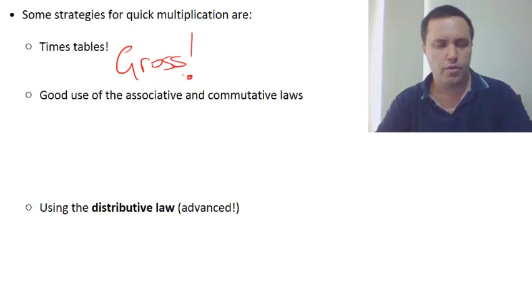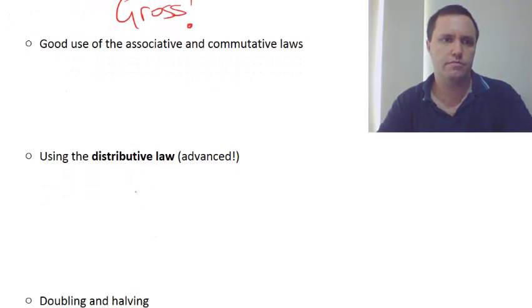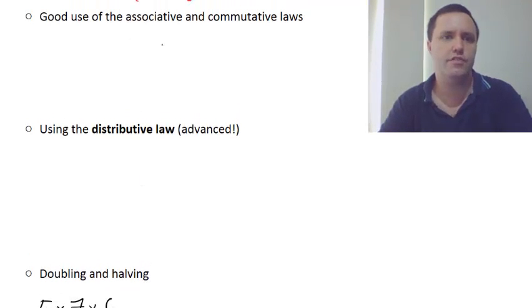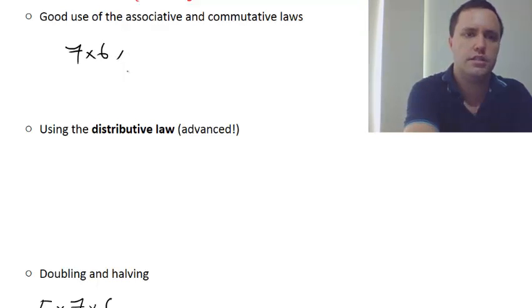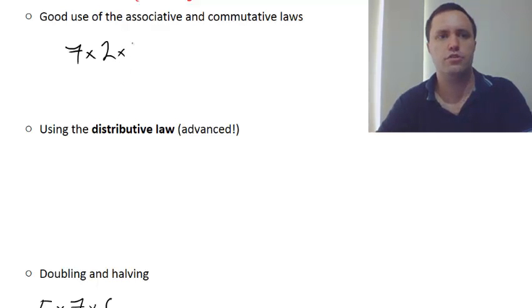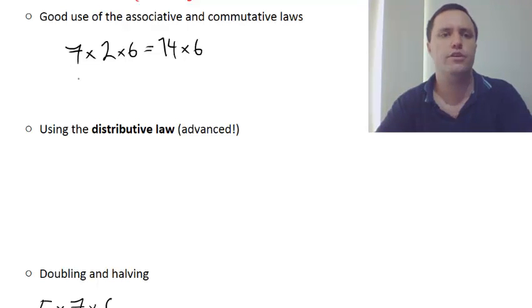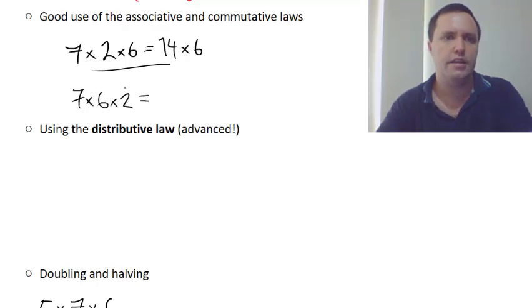Right, you might also want to make good use of the associative and the commutative laws. So if you had, let's go with 7 times 2 times 6. Now 7 times 2 is 14, times 6. You're like, oh, I don't really know my 14 times tables. So what you could do instead is move some of these around and make the problem 7 times 6 times 2 instead. Now 7 times 6 is 42, times 2.